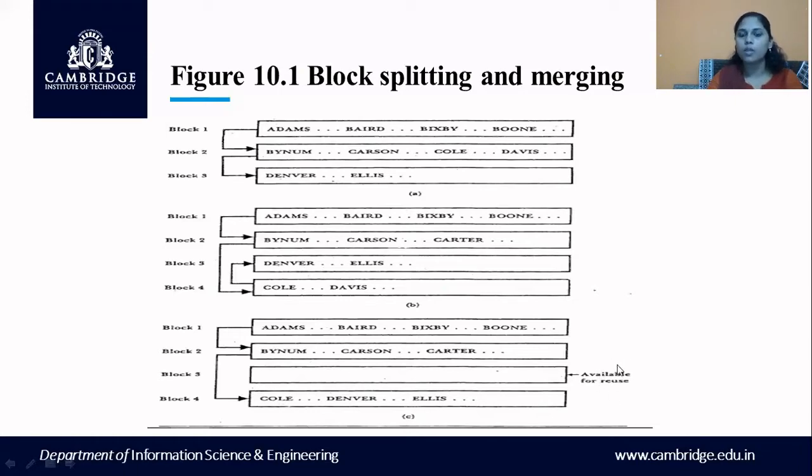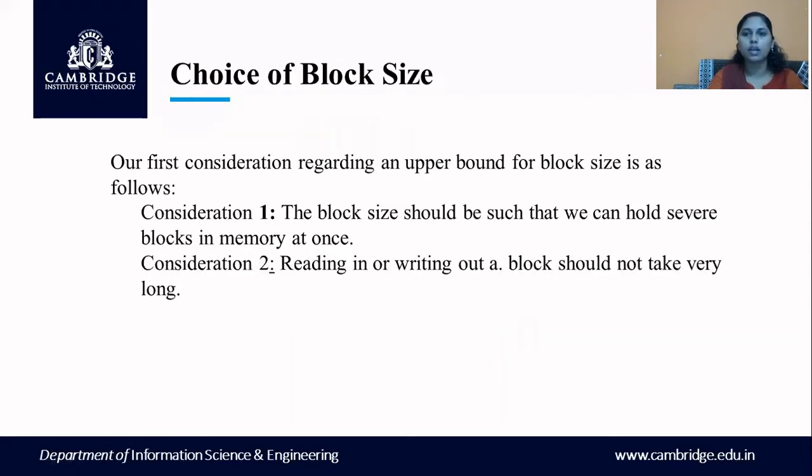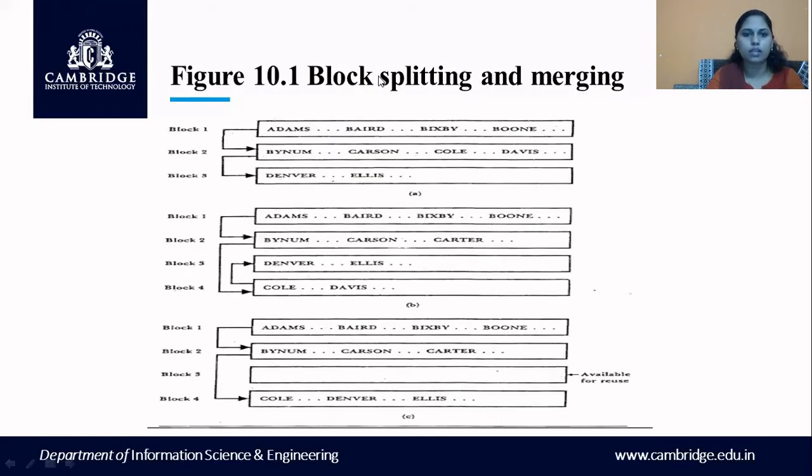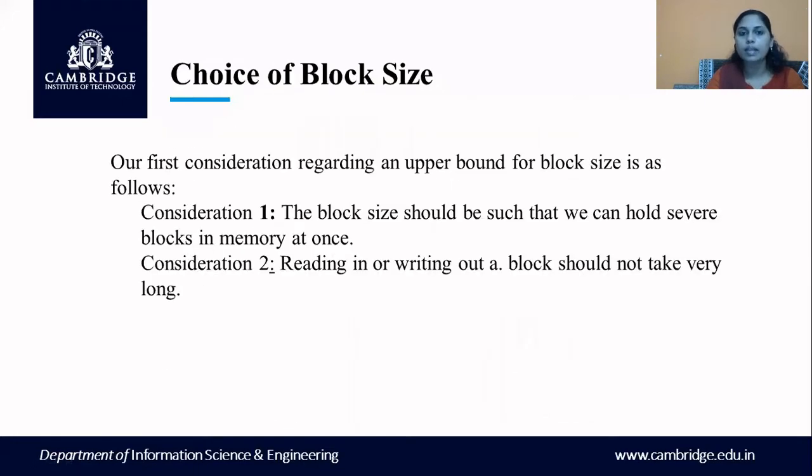Block splitting occurs when there is an overflow condition. Block merging occurs when there is an underflow condition. I hope this concept of block splitting and merging is clear. Now what is the next topic? Choice of block size. Here our block size is 4 records per block. How do we select this choice?